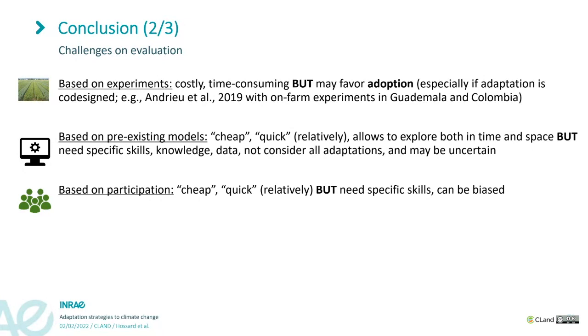It could be seen as relatively quick and cheap if the model is available, and it allows exploring both in time and space, as I was showing in my vineyard examples from the PhD thesis of Audrey Nolot. But it needs very specific skills, very large knowledge, a lot of data. It cannot consider all adaptations, as I tried to show before, and they may remain uncertain. So it's not to say do not use them, but be careful. And it's the same for participatory. It can be seen as cheap and quick, but it also needs specific skills, and it can be biased for the same reasons I mentioned just before, of who is participating and why.